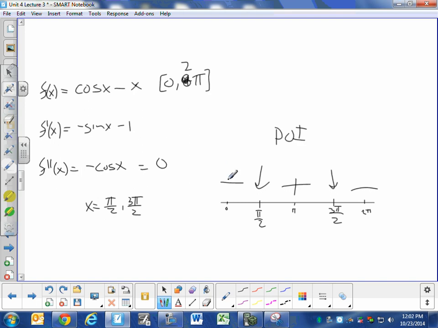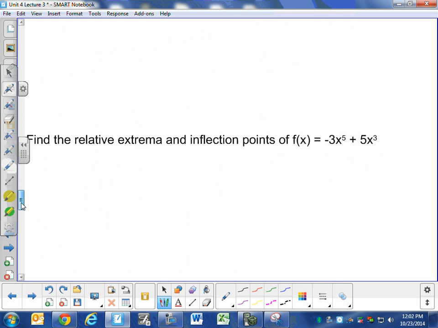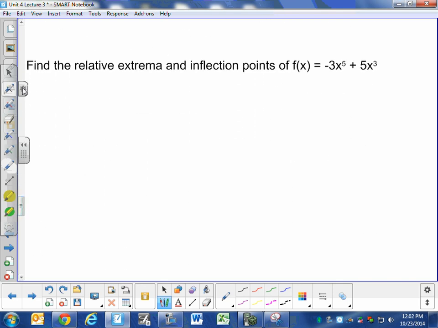And here is the concavity. Concave down, concave up, concave down. All right. Final problem, find the relative extrema and the inflection points of the function. Well, we kind of mentioned the second derivative test to find the relative extrema.